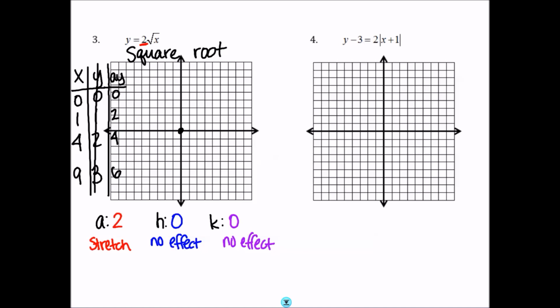So from my starting point of 0, 0, I'm going to go right 1 and up 2. Then I'm going to go right 4 and up 4, right 9 and up 6. And draw my square root function. I'm going to sketch in the original square root function so you can see what happened.